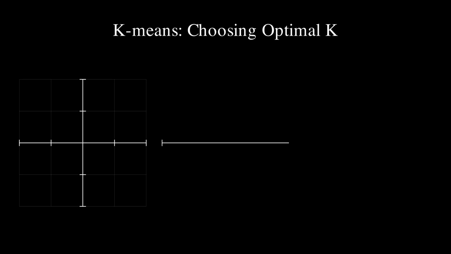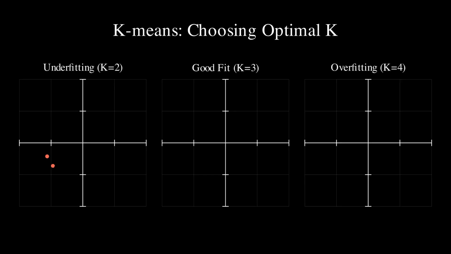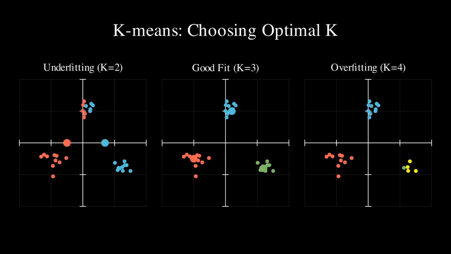Let's visualize what different k values mean in practice. In our first graph with k=2, we see underfitting, forcing 3 natural clusters into just 2 groups. This oversimplifies our data structure. With k=3, we achieve a good fit that matches the natural groupings in our data. But look what happens with k=4. We're artificially splitting 1 natural cluster into 2, a classic case of overfitting. Notice how the rightmost cluster gets divided, even though the points are naturally grouped together.